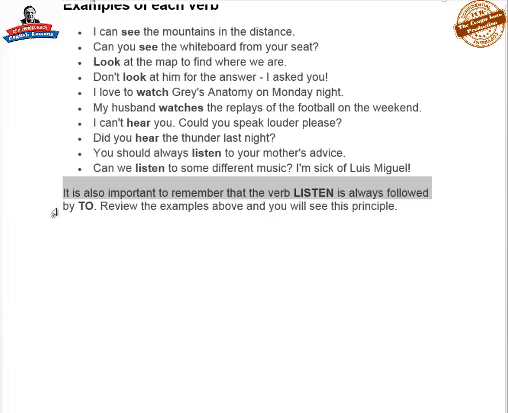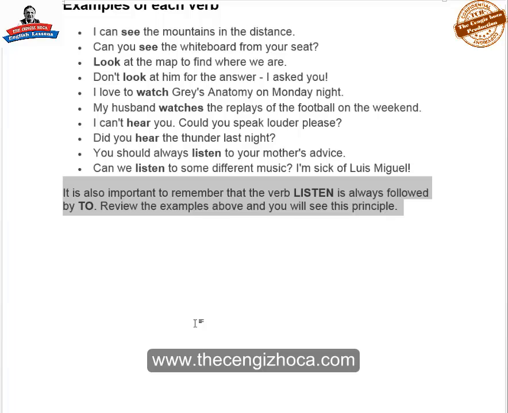It is also important to remember that the verb listen is always followed by to. So please review these examples above to look at this principle and understand that we always listen to something.